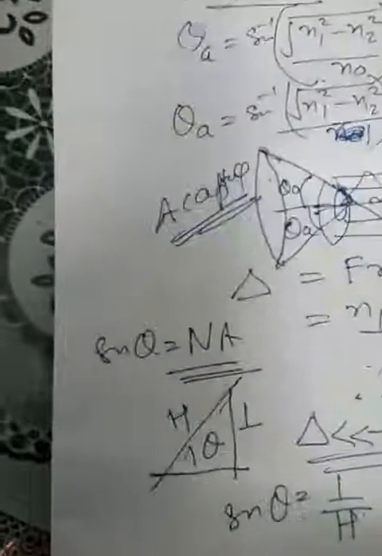So the numerical aperture is equal to root of n1 square minus n2 square, which we have derived earlier. We can derive it in another way also. In another way, how can we do it?